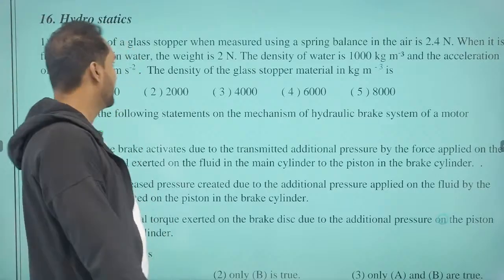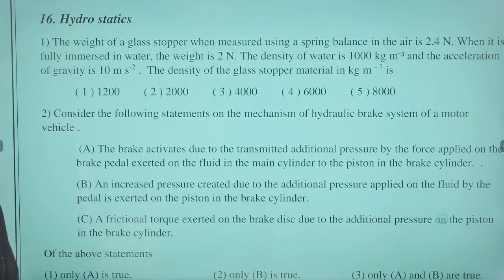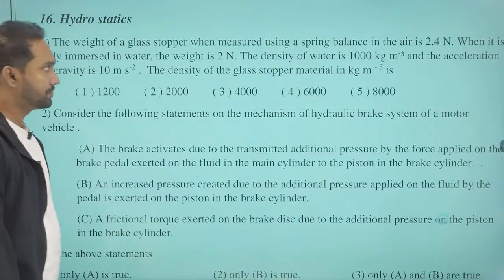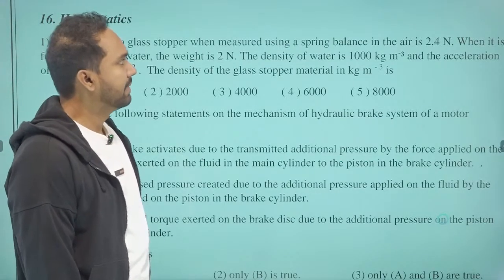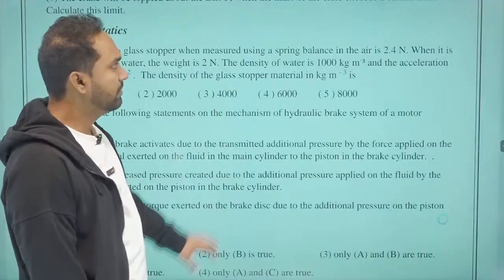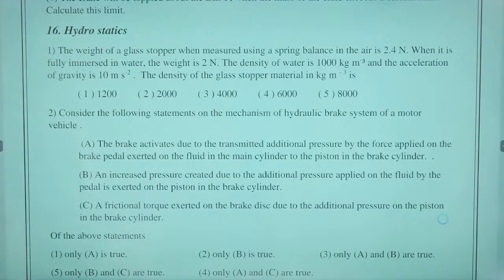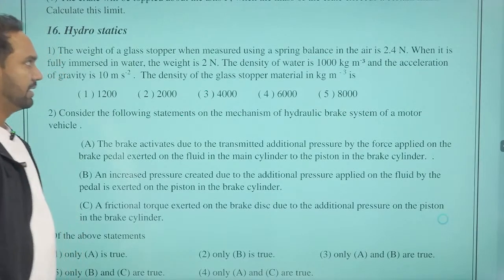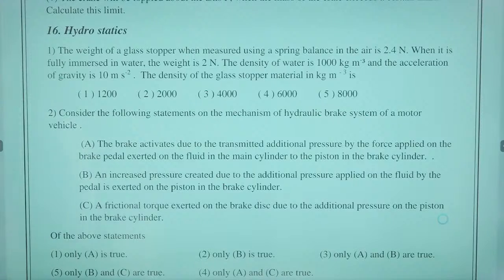So let's see. Right, come to this one, hydrostatics. The weight of a glass stopper when measured using a spring balance in the air is 2.4 newtons. When it is fully immersed in water, the weight is 2 newtons. So 0.4 newtons of upthrust is there. The density of the water is 1000 kilograms per cubic meter, and the acceleration of gravity is 10. The density of the glass stopper material, in kilogram per cubic meter, is?